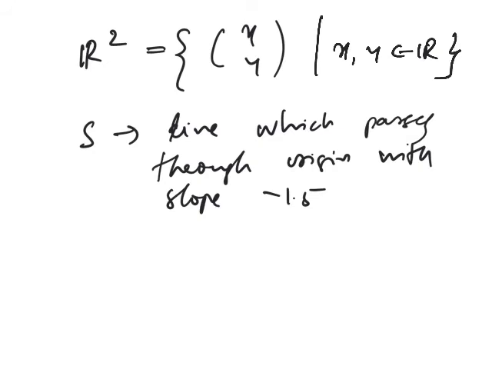Okay. Is this a subspace? Is S a subspace? Yes. S passes through the origin, it has a slope of minus 1.5. So, what is the dimension of S? Dimension of S is 1.